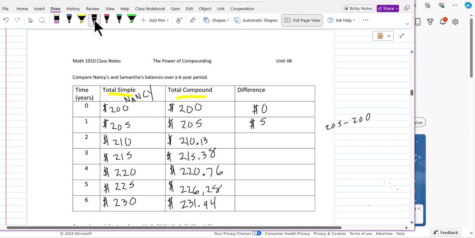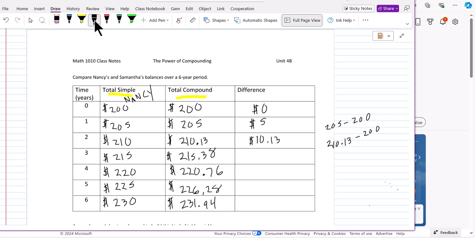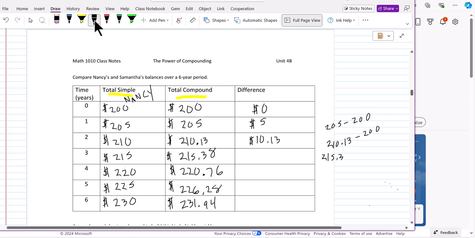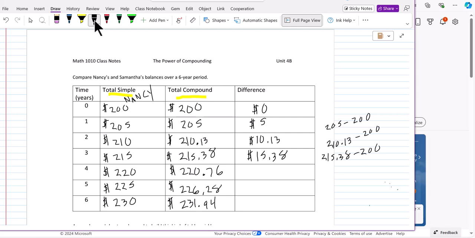What I'm doing on the difference is I'm looking at the compound interest. So now I'm going to do $210.13 minus the 200, and that's going to give me $10.13. Okay, because what you know is happening here, for Nancy the difference is always $5. It's always going up $5. But what's going to happen on this is that's going to change a little bit because of the interest. Okay, I'm going to write down one more calculation. Now we would go to 215.38 minus 200, and that would give you $15.38. So this is showing how the compound interest is growing over time. Over 3 years later, the compound interest investment has gained $15.38.